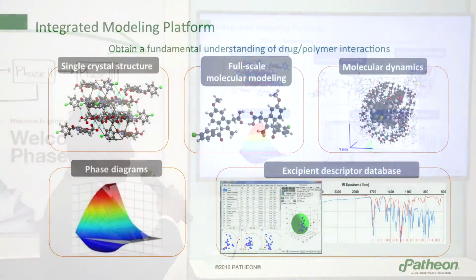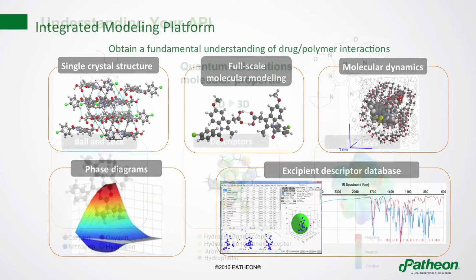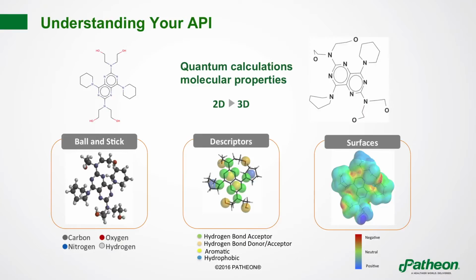Some of the things we do is look at the single crystal structure, quantum mechanical models, molecular dynamic models, phase diagrams, and create excipient descriptor databases based on the API structure and the excipient structure. Things like what I'm showing you here is a classic ball and stick approach on the bottom left. This molecule is dipyridamole. It's a poorly soluble compound. We assign various descriptors, as I'm showing you in the middle of the bottom row.